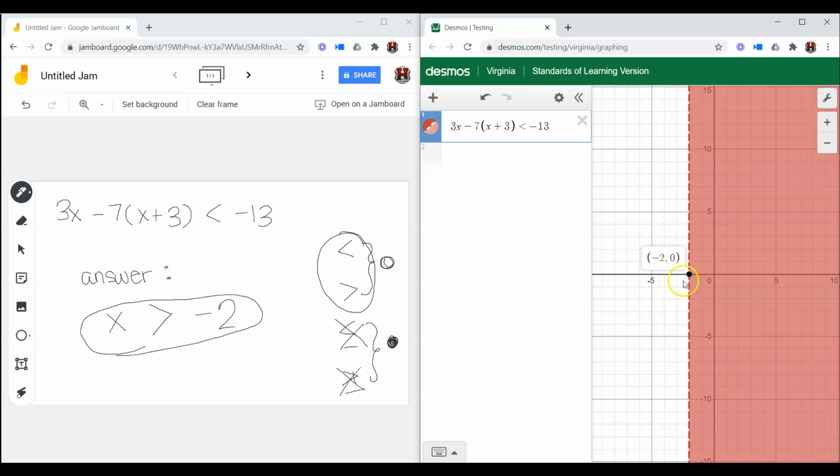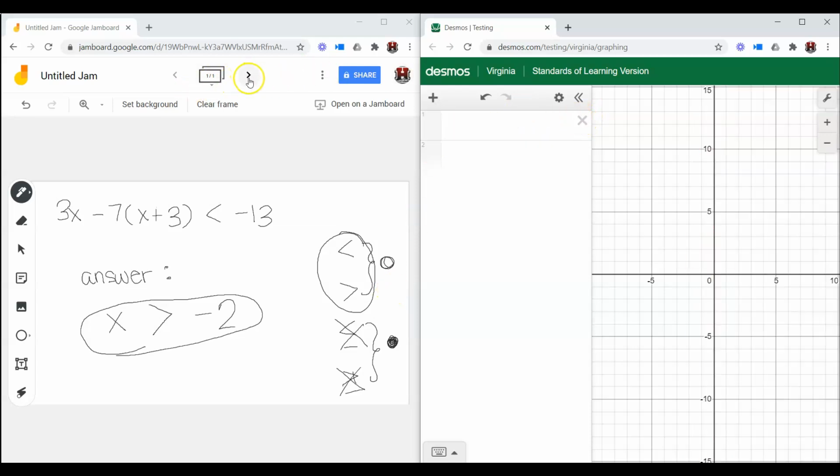If this line is dotted, you don't underline the symbol. You use one of these two. And then you look at where the shading is. If the shading is to the right, you choose the symbol that points to the right. So that's why greater than is the symbol that we chose.